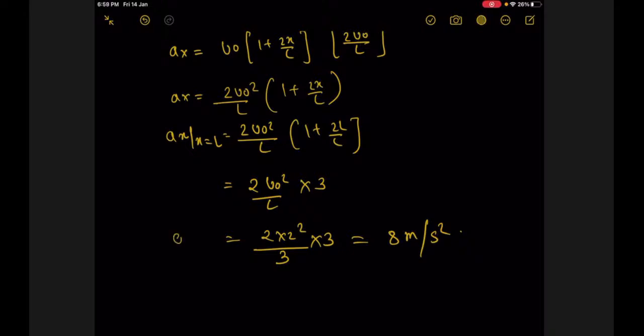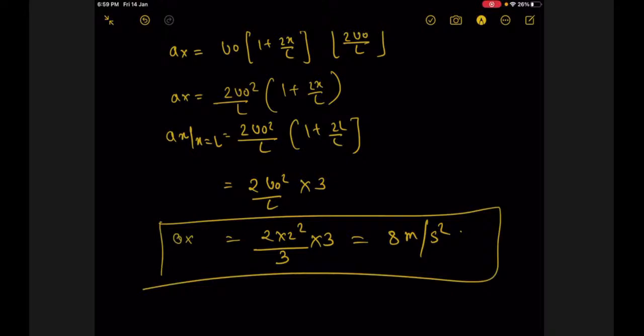So in this way, the important thing: whenever it is asked with respect to space, x, y, z direction, then it is convective, and you have to apply convective. And if it is local, then it is with respect to time, then it is local acceleration.